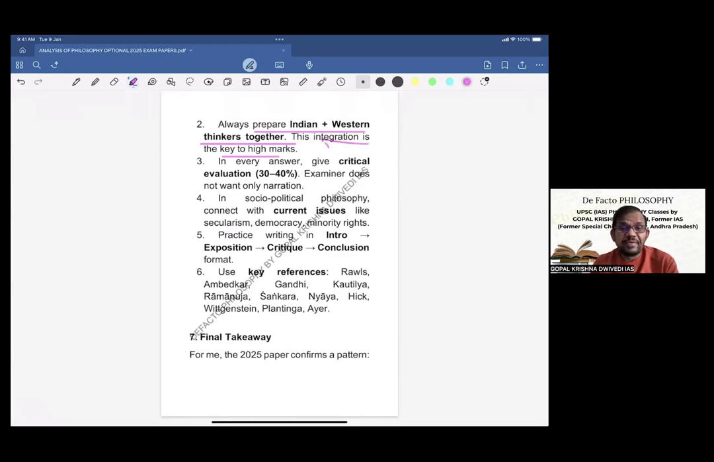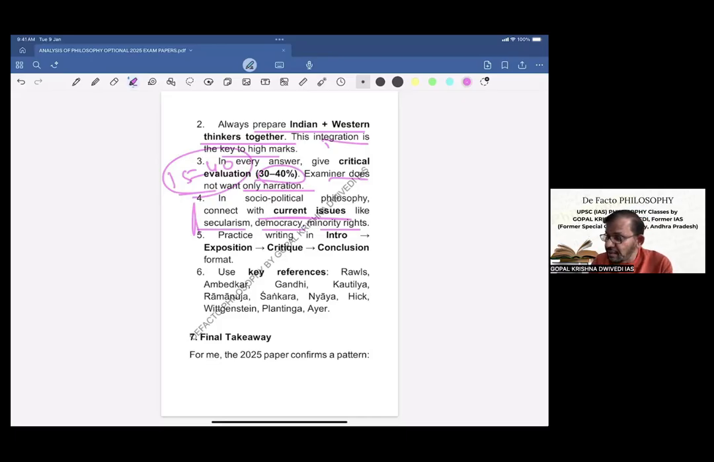In every answer, give critical evaluation. I have written 30 to 40%, but it can be from 15 to 40% depending on the kind of question. The examiner does not want only narration. This is very clear. In socio-political philosophy, connect with current issues, like secularism, democracy, minority rights, etc., and more particularly current issues with an Indian flavor. This is again very important.